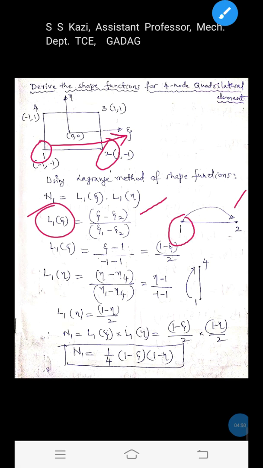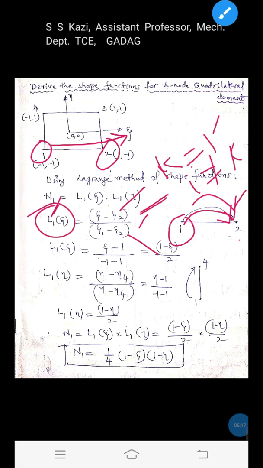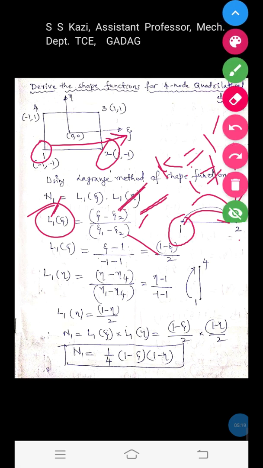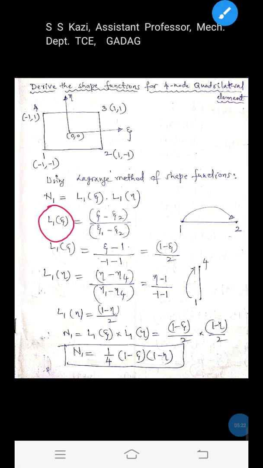Okay, then the Lagrange shape function can be written as, in zeta direction, for node 1, (zeta minus zeta 2) divided by (zeta 1 minus zeta 2). That is, (zeta minus zeta I) divided by (zeta k minus zeta I), where k is equal to 1, that is the node at which the shape function has to be determined, and I should not be equal to k, hence I will be equal to 2. Okay, then now once you write this formula, L1 of zeta is equal to (zeta minus zeta 2) divided by (zeta 1 minus zeta 2).